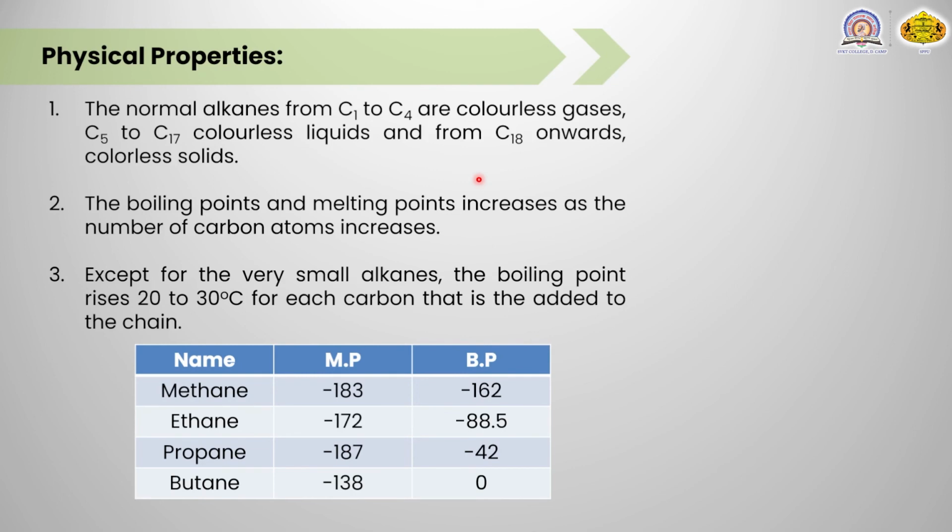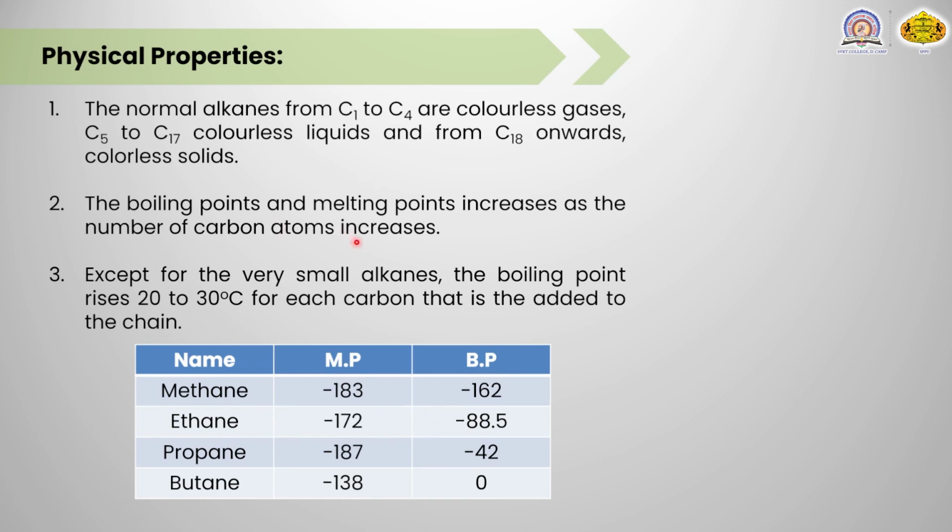Physical properties. The normal alkanes having from C1 to C4 are colorless gases, C5 to C17 are colorless liquids, and from C18 onwards they are colorless solids. So basically the lower carbon family, C1 to C4, are gases which are colorless. C5 to C17 are in liquid form. C18 onwards they are in solid form.